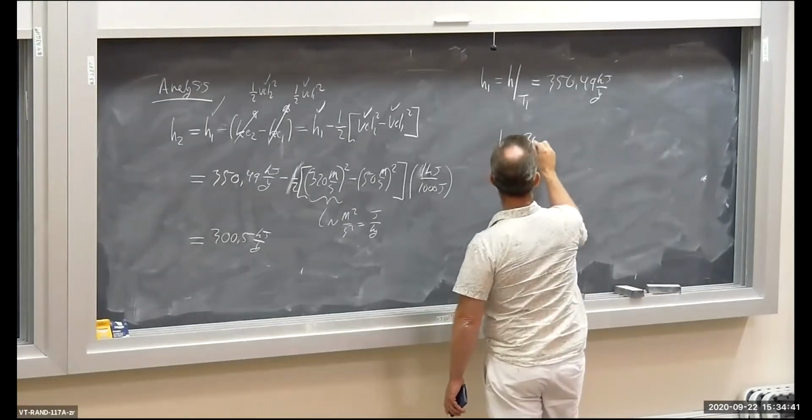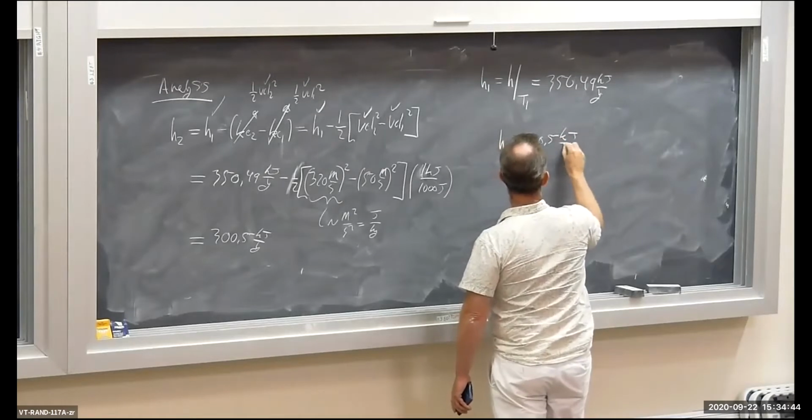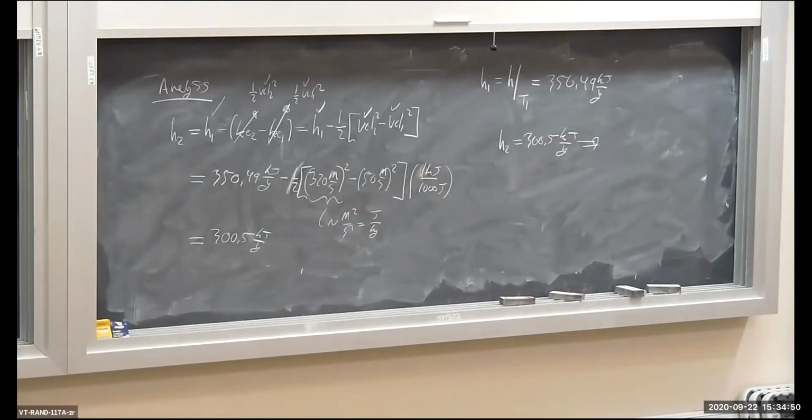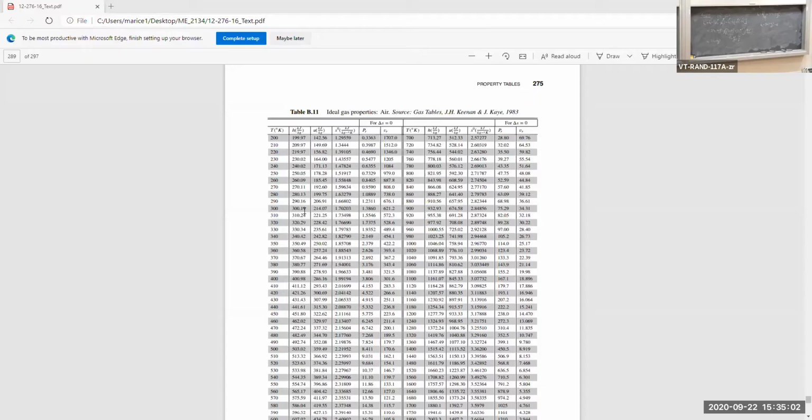So H2 is 300.5 kilojoule per kilogram. Now, if I go to my air table, let's see if I can find the temperature associated with 300 kilojoules per kilogram. I'd say the outlet temperature is about 300 degrees. By the way, for low temperatures, the specific enthalpy for air is approximately the same numerical value as the temperature in Kelvin. That works for low temperatures.